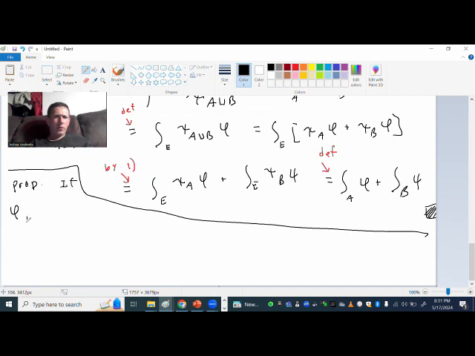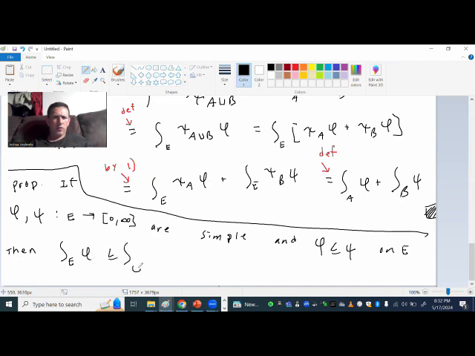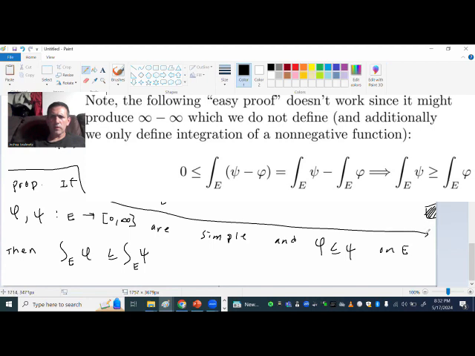So if I have two simple functions, measurable, and pointwise one is less than or equal to the other, then the integral preserves that, as you would hope to be true.